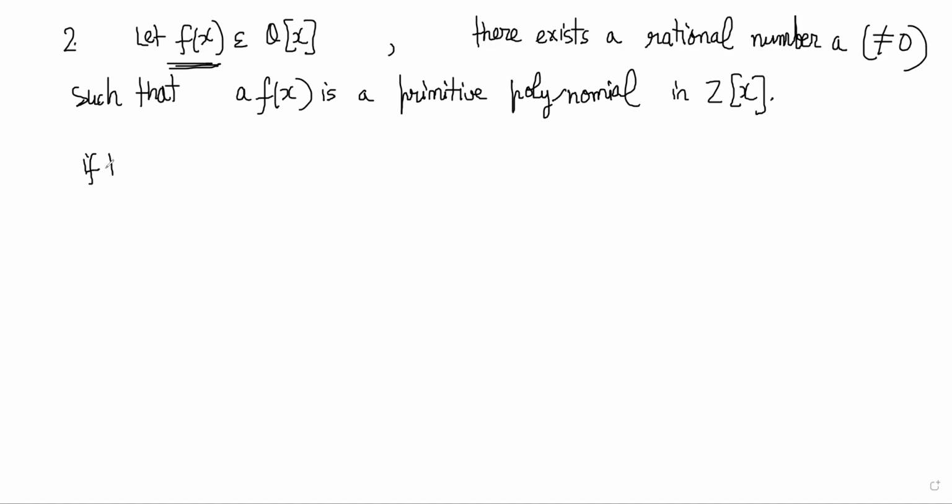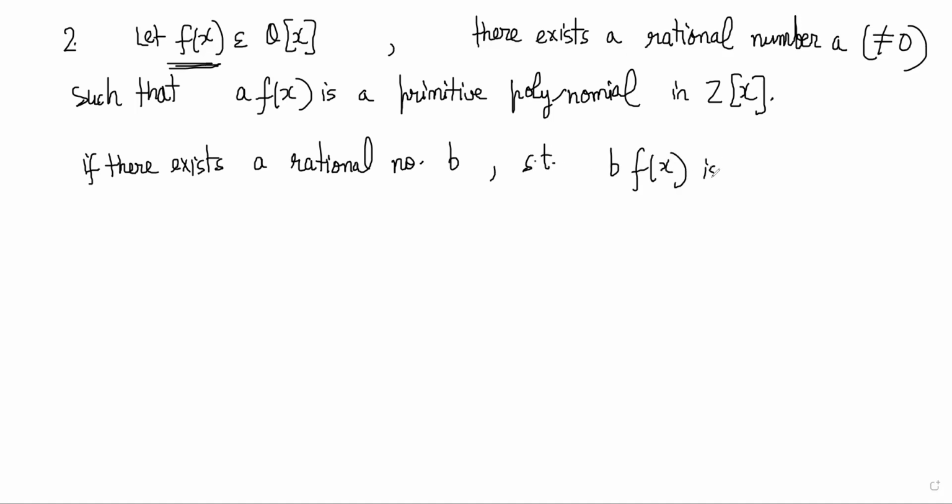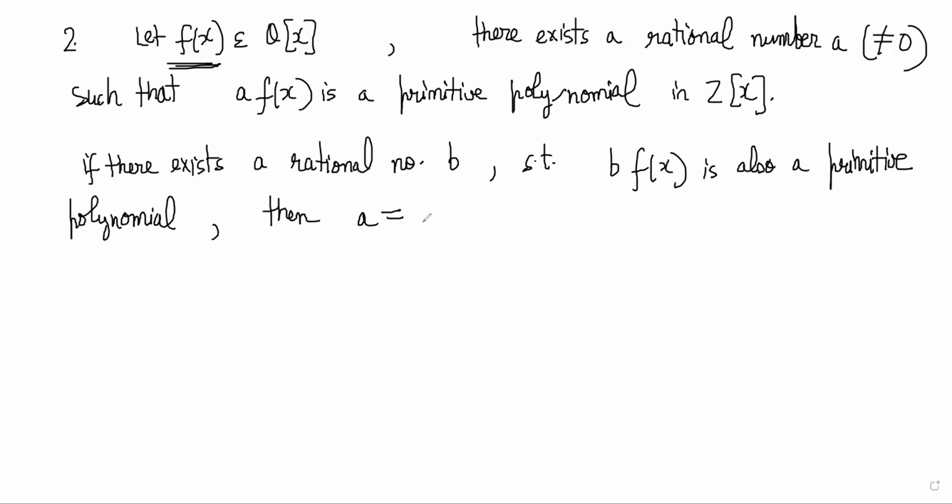So if there exists a rational number b such that b times f(x) is also a primitive polynomial, apart from a, if you can find another rational number b such that b times f(x) is also a primitive polynomial, then a must be equal to plus or minus b.